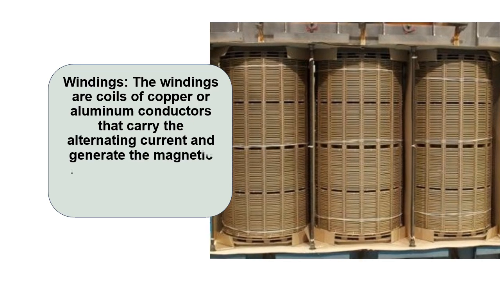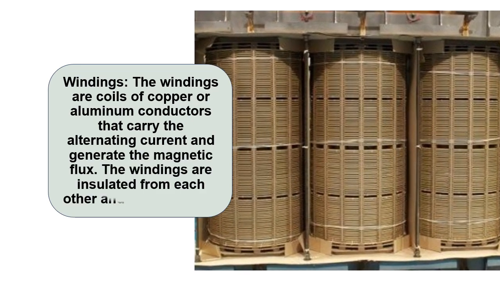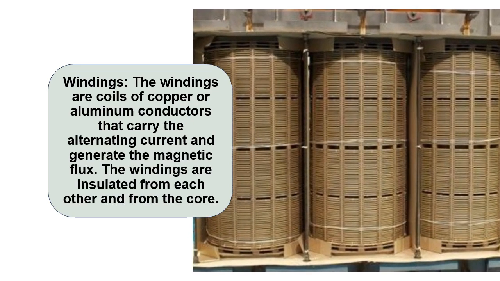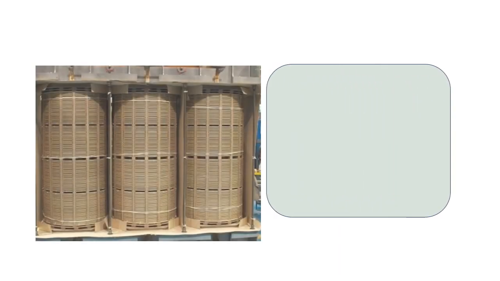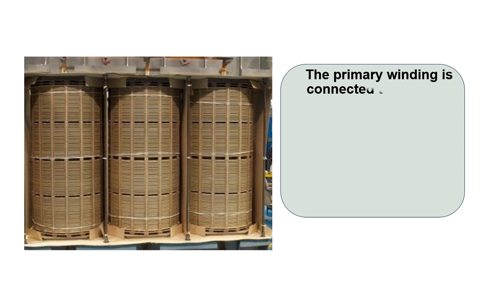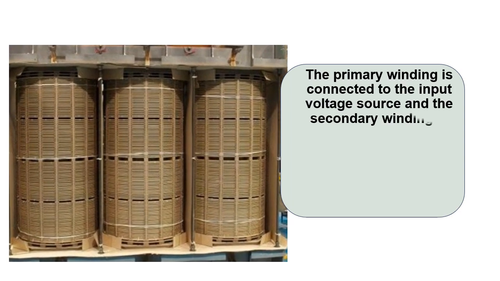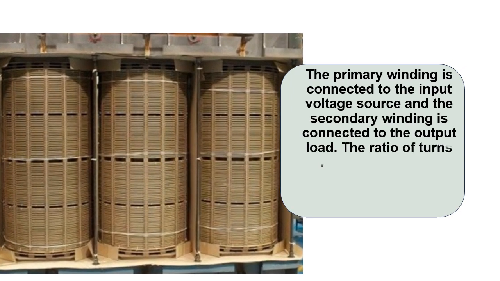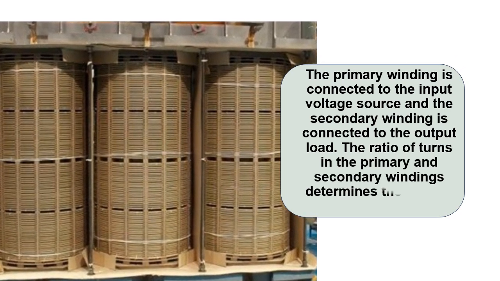Windings. The windings are coils of copper or aluminum conductors that carry the alternating current and generate the magnetic flux. The windings are insulated from each other and from the core. The primary winding is connected to the input voltage source and the secondary winding is connected to the output load. The ratio of turns in the primary and secondary windings determines the voltage transformation.